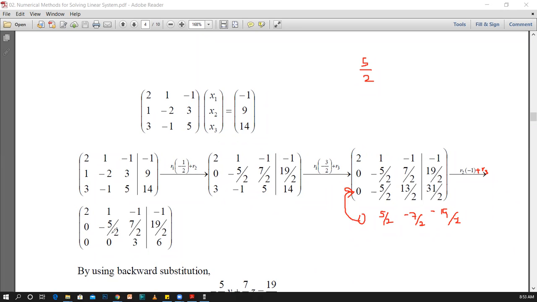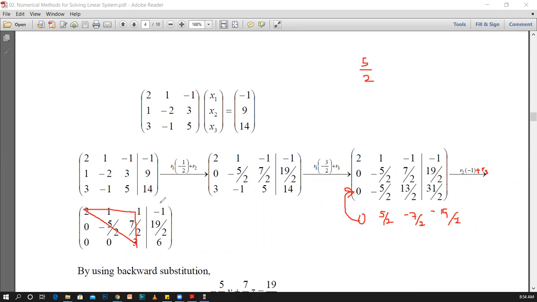Then you will get the values in this way. 0, minus 5 divided by 2 plus 5 divided by 2, again 0. Then 13 divided by 2 plus minus 7 divided by 2 is 3. Then 31 divided by 2 plus minus 19 divided by 2, you will get the value as 6. Therefore, if you look at this matrix, the values below the main diagonal are 0. So you have obtained an equivalent upper triangular matrix.